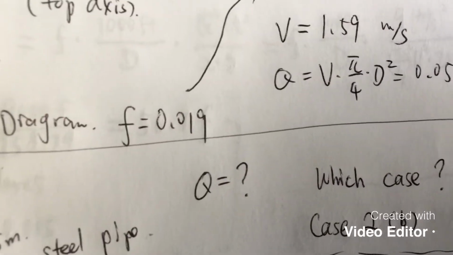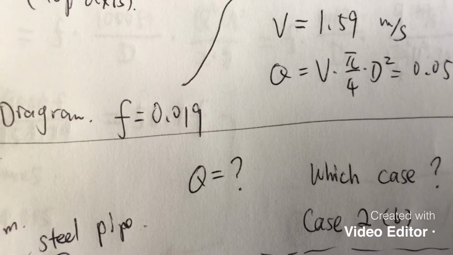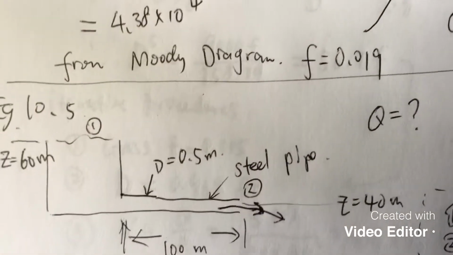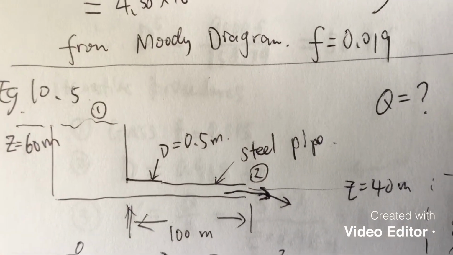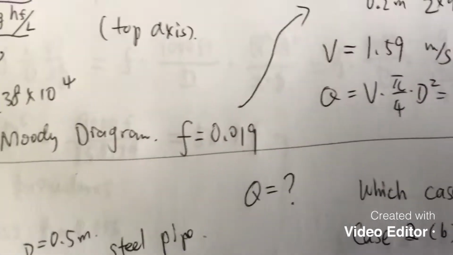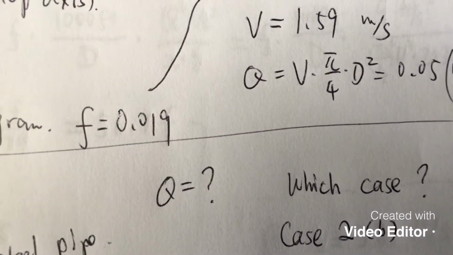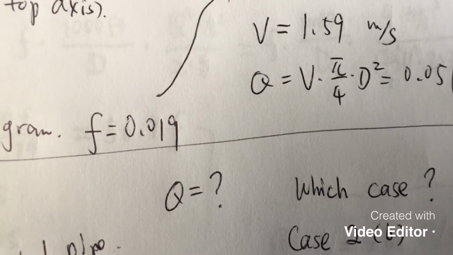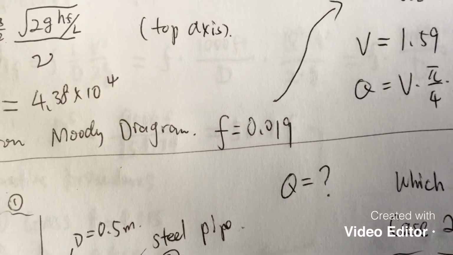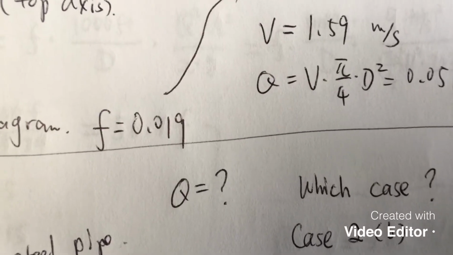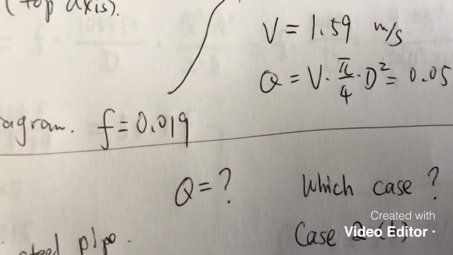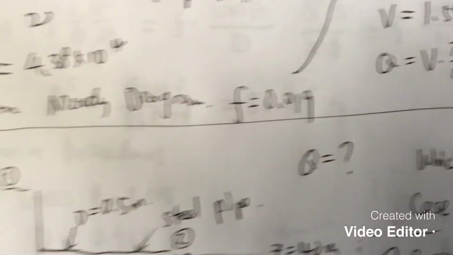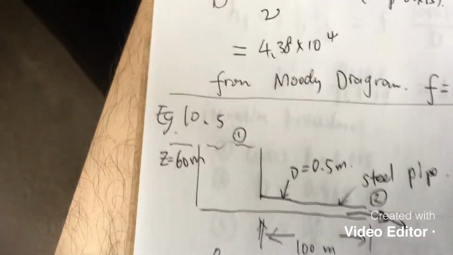So which case is this? Of course, case 2, A or B? HF is not given. It has to be case 2B. We are not going to use the top axis of the Moody diagram because we don't have the HF. We are not able to. So for case 2B, we have to use iterative procedures. Let me show you this procedure.